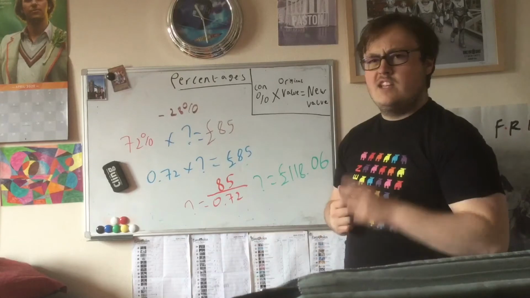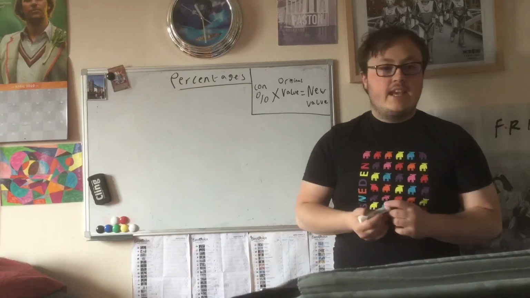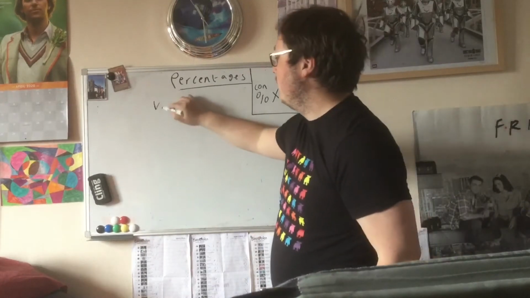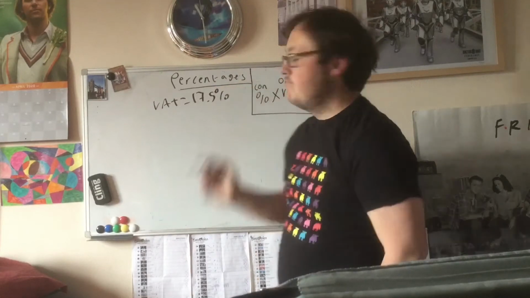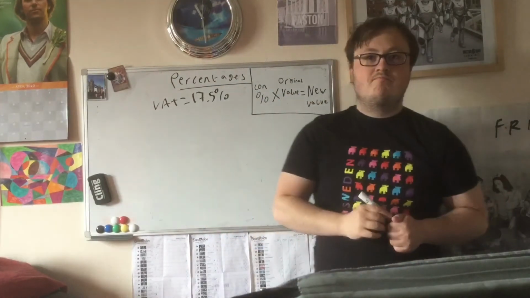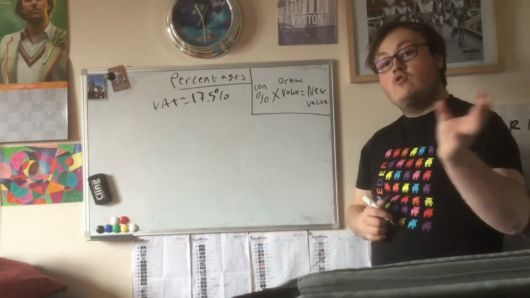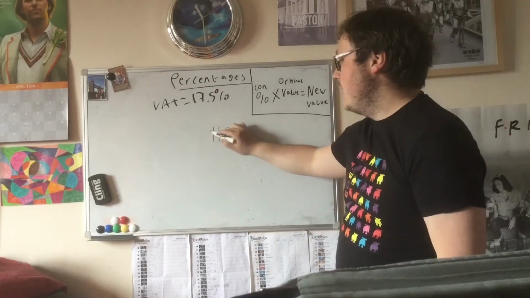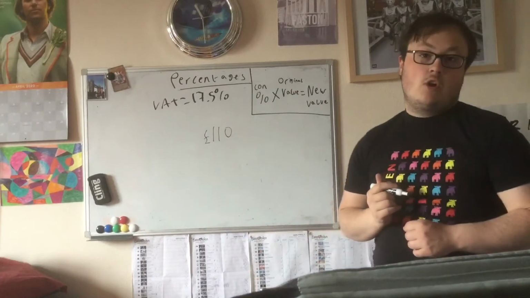Let's try another one of these, just so we're on the same page. Now, yesterday I talked about VAT. So let's do this one. And we're going to say the VAT is 17.5%. Just for this example. So, I have an item that with VAT on top of that, it is £110. How much was it before the VAT was put on top?